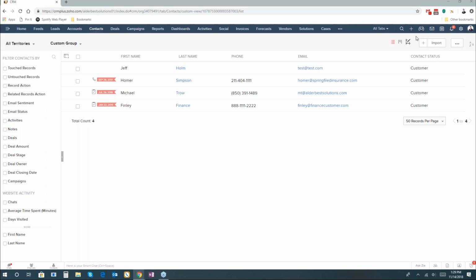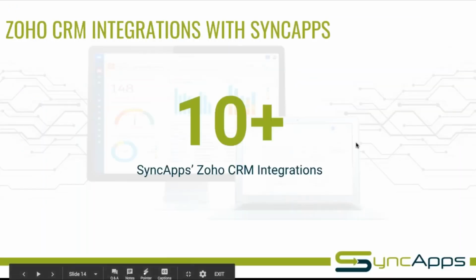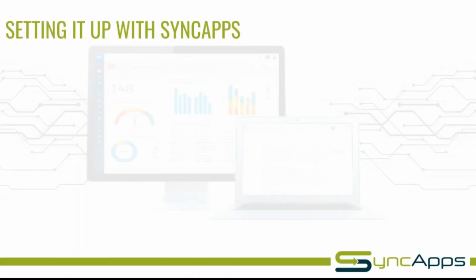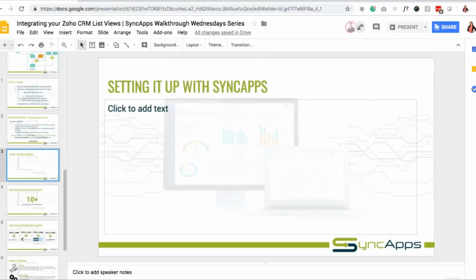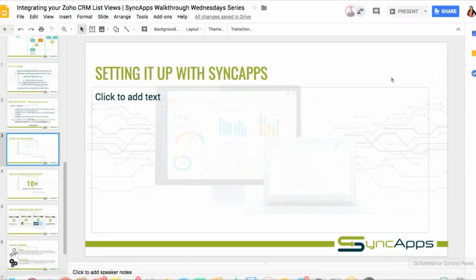Okay. So for now, since Michael has already showed you how you can set up your Zoho CRM list views in your Zoho CRM and even in Zoho CRM Plus, I'll be showcasing now how you can easily set up your Zoho CRM list views with SyncApps. Okay. So let's just log into our SyncApps account. I have a pre-set up Zoho CRM integration account for demo purposes. So I'll just log into it very quickly.